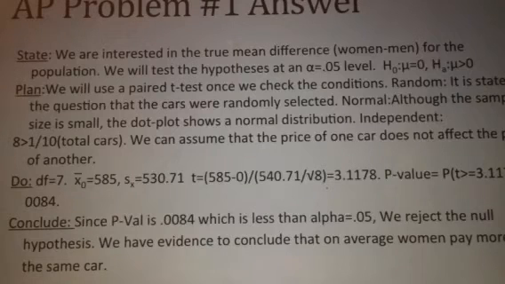To solve the problem, we use that 7 is the degrees of freedom. The t statistic is 3.1178. We find a p-value of 0.0084. Since the p-value is less than alpha, which equals 0.05, we reject the null hypothesis. We have evidence to conclude that on average women pay more than men for the same car.